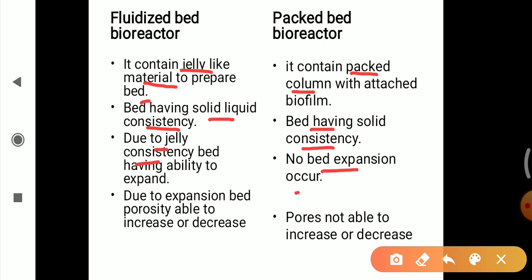In the packed bed bioreactor, no bed expansion occurs because solid raw material is used. Due to expansion in the fluidized bed, the porosity can increase or decrease. But in the packed bed, since solid raw material is used, the bed does not expand and the pores cannot increase or decrease, whereas in the fluidized bed bioreactor, porosity can increase or decrease.